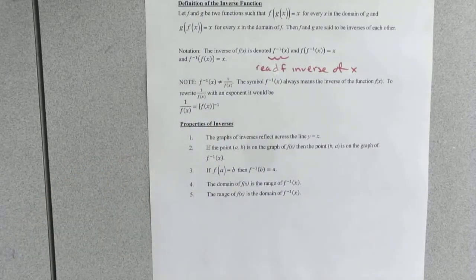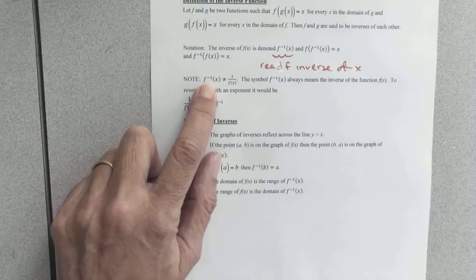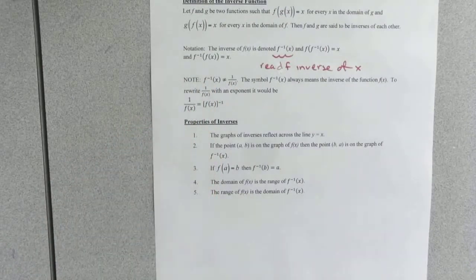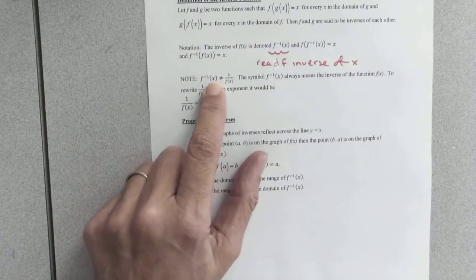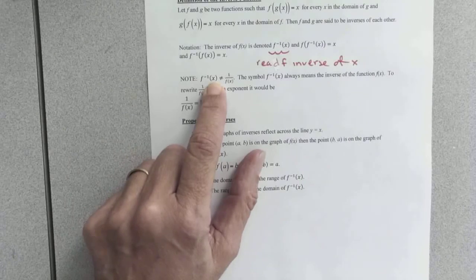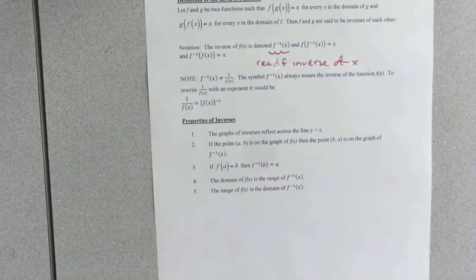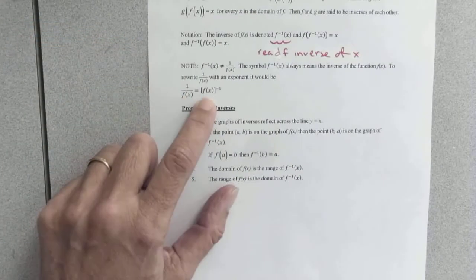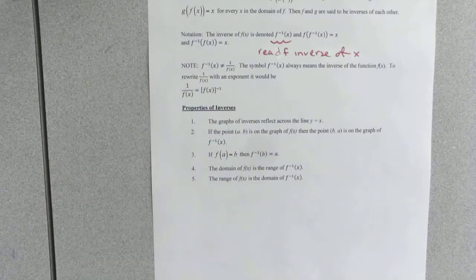To denote 1 over x with an exponent, you would write it that way. And that is a big deal. I will have students not learn that this symbol means the inverse function, and then they treat it as an exponent, and then the whole problem's just wrong. That always means inverse function. If I want to denote 1 over f of x, I write it that way with the whole f of x in parentheses and then a negative 1.